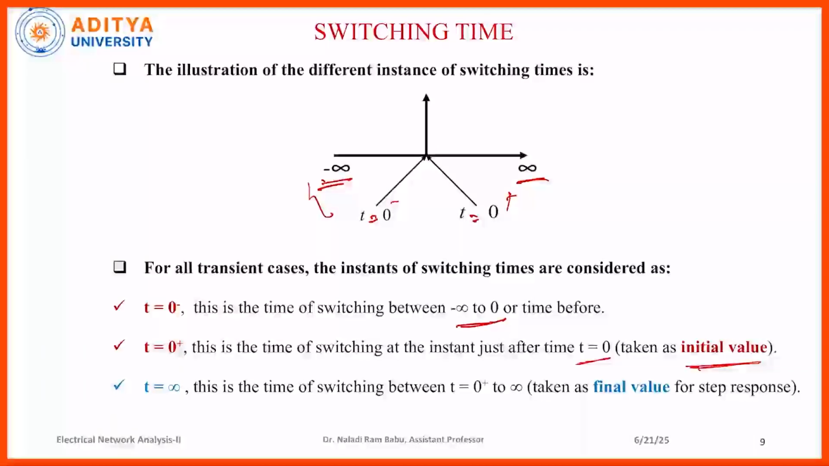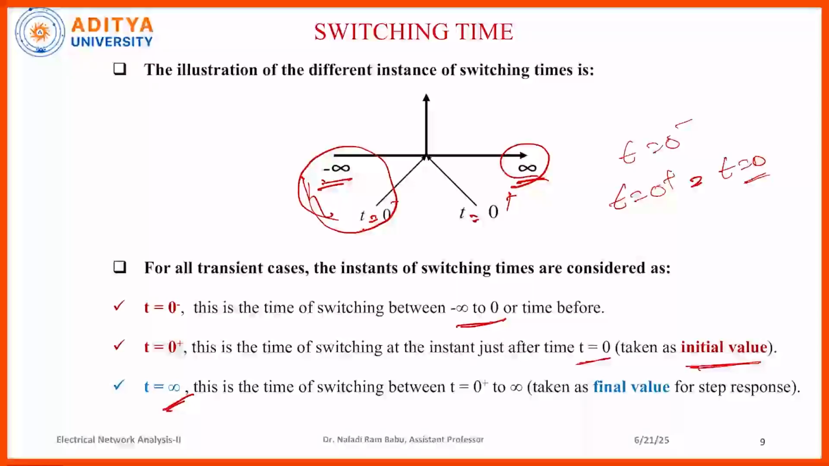Getting my point? If t equal to 0 minus, you need to take the time values between minus infinity to 0. When t equal to 0 plus, you need to take the t equal to 0 value, because it is just at an instant, the time equal to 0. And the third condition, t equal to infinity, means take the time values between 0 plus to infinity, and this is known as final value.